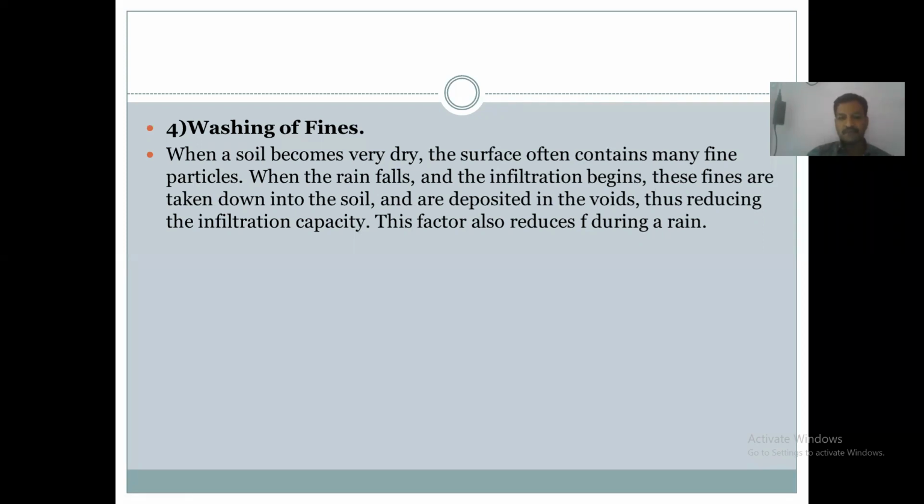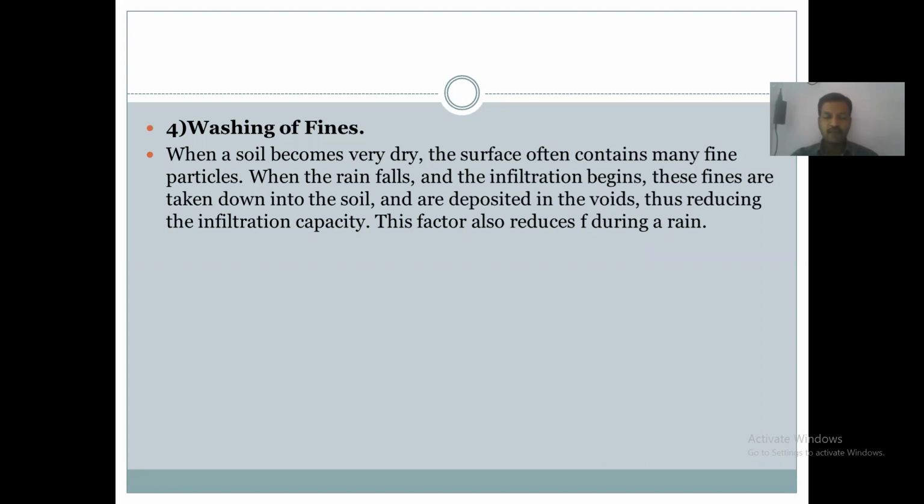As the infiltration begins and rainfall occurs, those fine particles come down due to the force of gravity. They accumulate at the bottom layer and get deposited in the voids of the soil, where there was air. Due to rainfall, there will be a reduction in the infiltration capacity. The soil particles settle one over another.